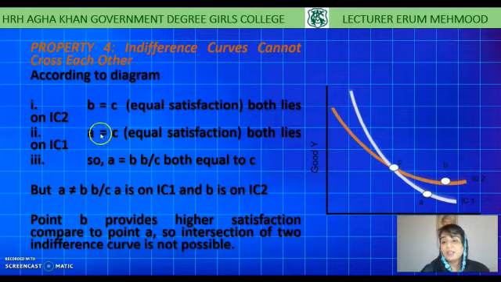It means that the level of satisfaction of A and B should be equal. But in the diagram, we can see that the levels of satisfaction at B and A are not equal, because the level of satisfaction of B is greater than that of A, and B is on indifference curve 2 and A is on indifference curve 1. So it means that indifference curves cannot cross each other.